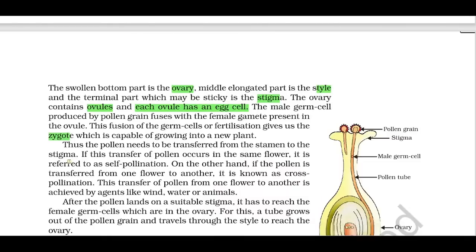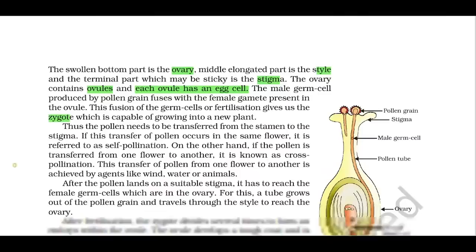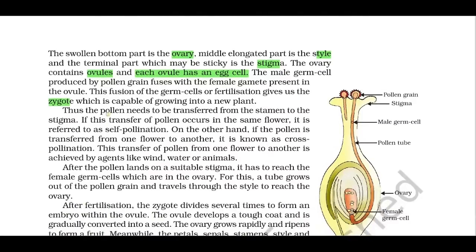The female part is what? Here it is pistil. The male part is stamen. The pollen grain, that is the male germ cell, is fused with the what? The female germ cell, an egg from the ovule, resulting in the formation of zygote. The pollen needs to be transferred from stamen to the stigma. If this transfer of pollen occurs in the same flower, it is called self-pollination. If it is from a different flower, then it is called cross-pollination.